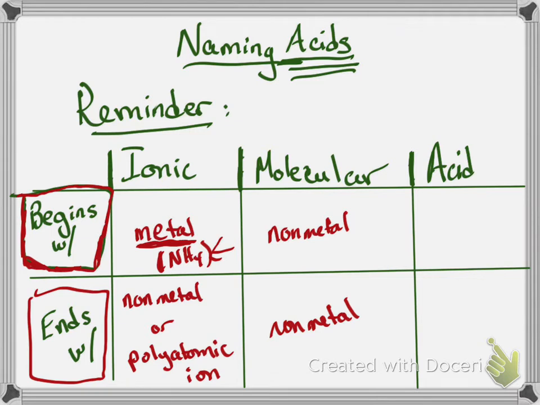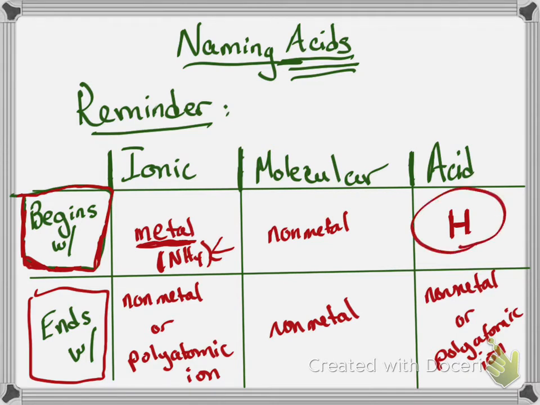Acids are very unique. Now, this is not true for everything, but most inorganic acids begin with H. There are organic acids that are a little bit different, but for our naming purposes right now, all acids begin with H, and they will end with a nonmetal or polyatomic ion. So the big thing for an acid right now is if you see a hydrogen, it's an acid, and that's how we're going to name it. Everything else we can work with, but then we're going to mix all these things together.